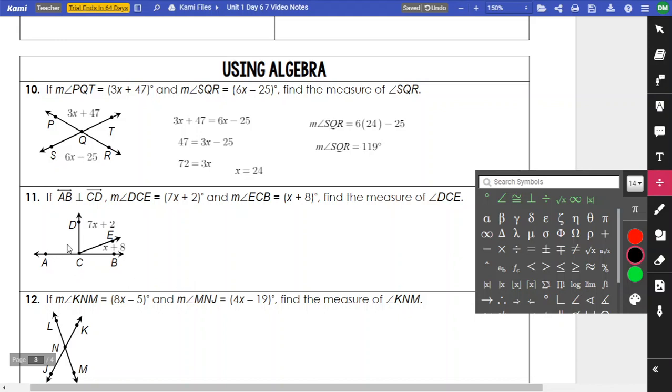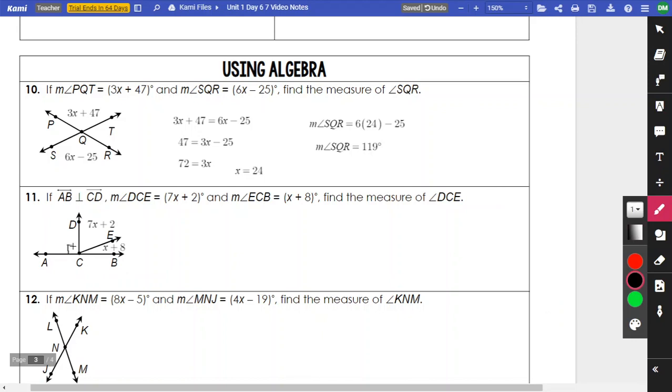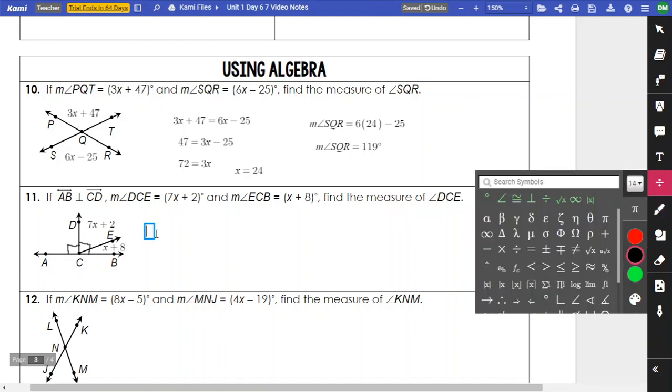All right, the right angle here, because of the perpendicular line, so we've got a right angle, and if this is a right angle, then this is also a right angle. So that means that these two expressions add up to 90 degrees. So we can say that 7x plus 2 plus x plus 8 is equal to 90. And from there we can solve.